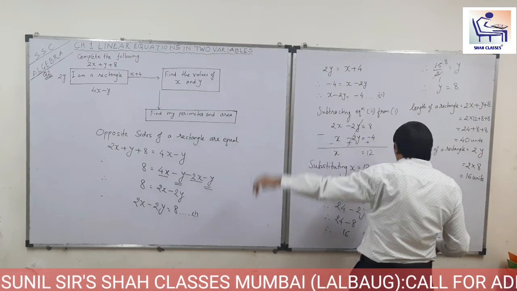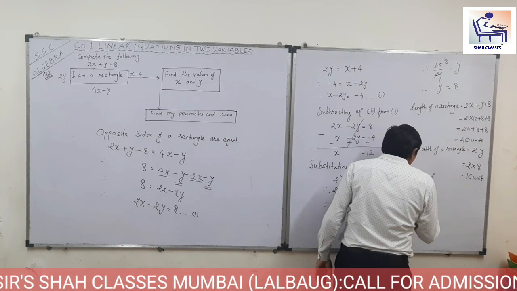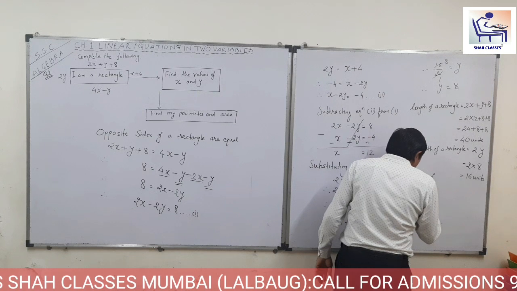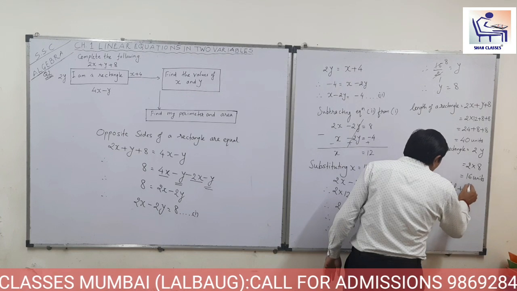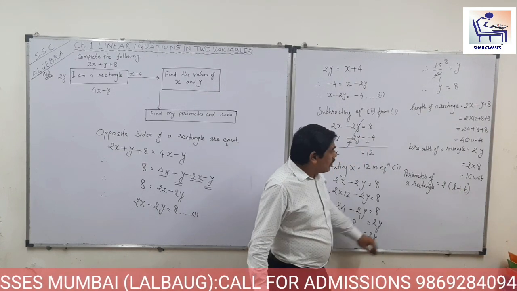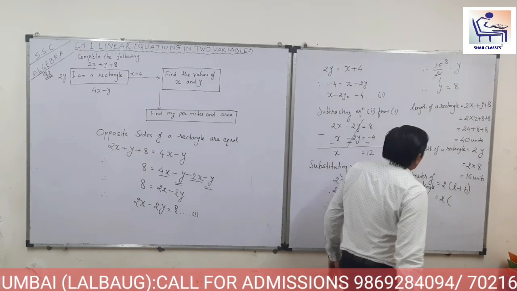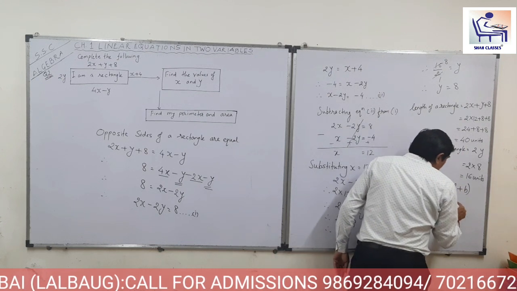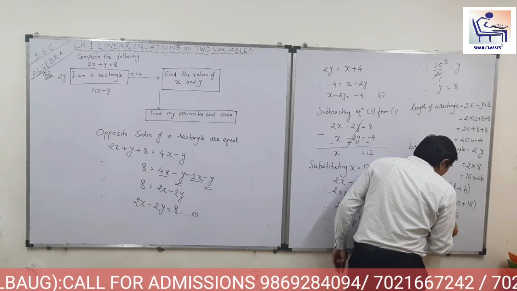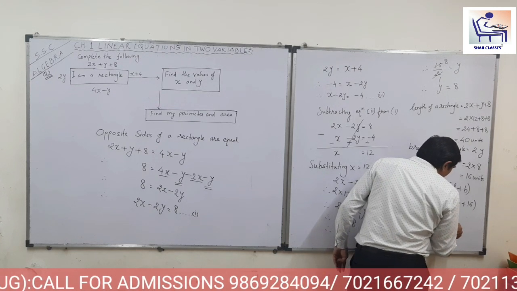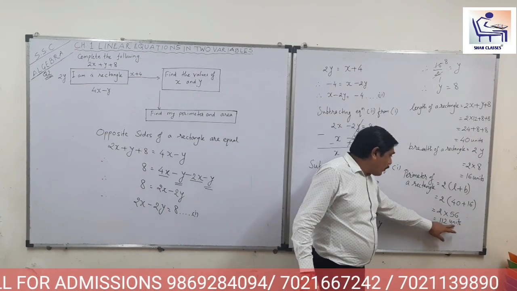Now I want to find out the perimeter. Perimeter of a rectangle is equal to 2 into length plus breadth. All of you know the formula. So here length is 40 and the breadth is 16. So 2 into 56 comes to 112 units. Okay, so perimeter is 112 units.